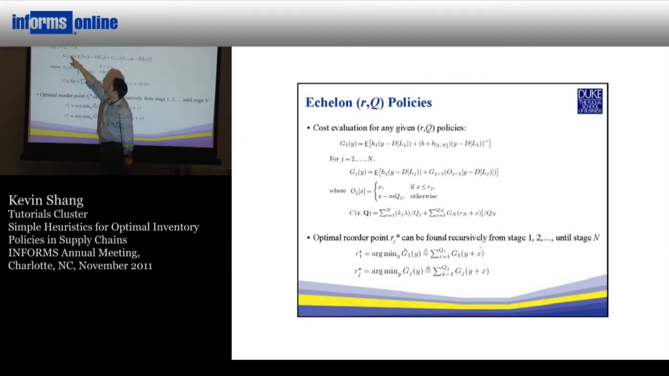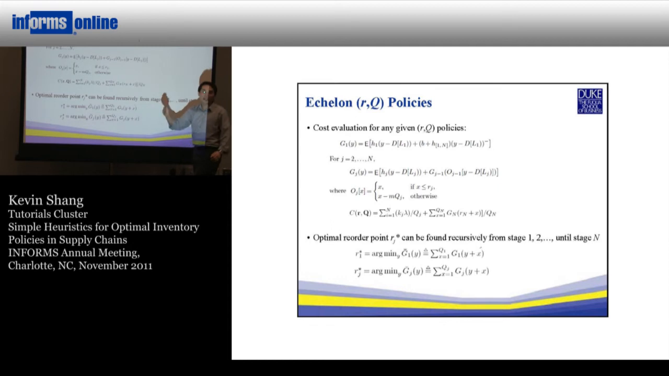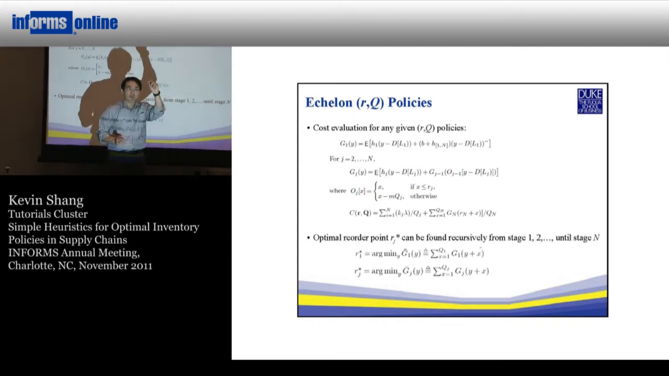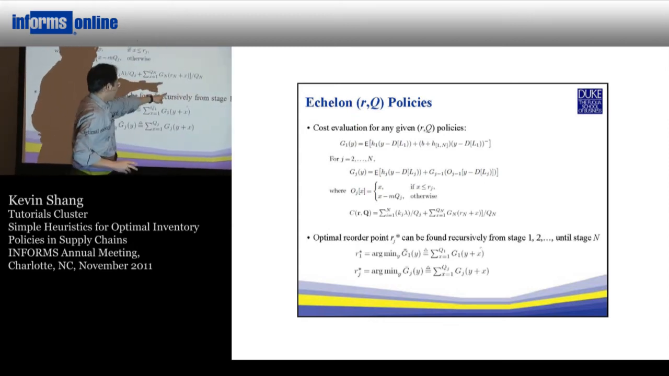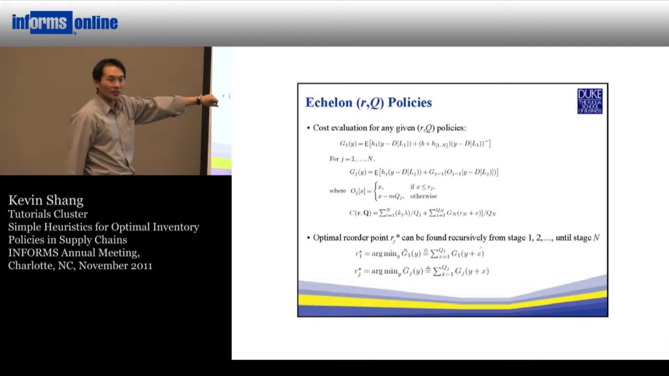And then for the next stage, you come up with your G2 function, and then you get your R2 star, and so forth and so on. Okay, so it's kind of like bottom-up recursion. You start from stage 1, stage 2. In every step, you get your optimal reorder point. You plug in, you get your optimal reorder interval. Reorder points for the entire system.